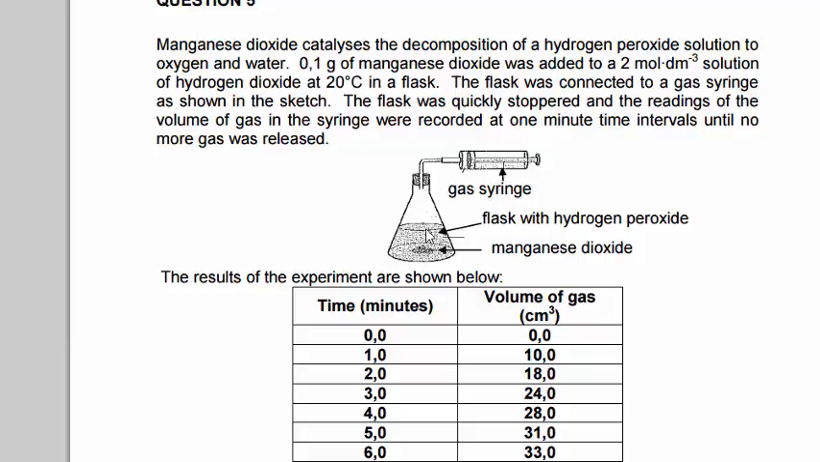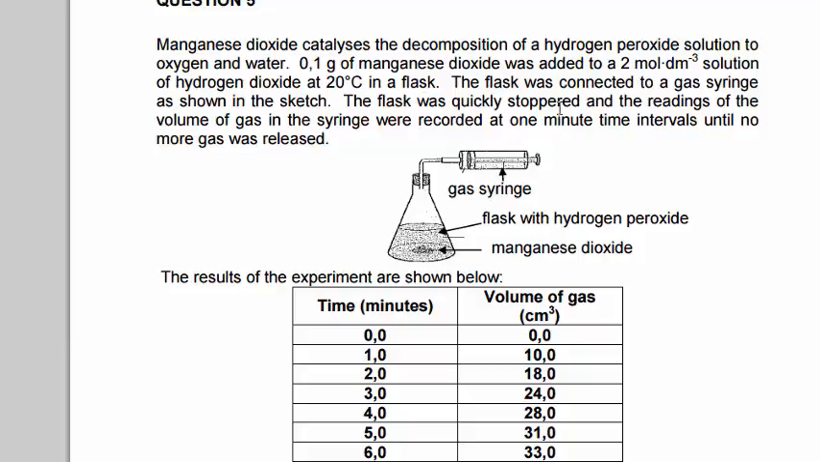So bubbles are going up because gas is a product, and because gas is now being released in here, the gas is starting to push on the syringe. And so the syringe is slowly showing more and more gas is being released in this. And so this is what they say.